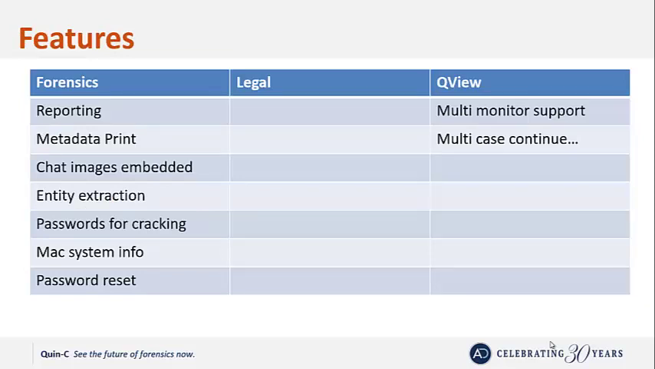So you can see I've put basically everything we did in the forensics category. I don't know if these are the right categorizations, but in general, I thought these were more forensics focused features. Reporting, I'm going to show you some new reports, particularly on the processing side. Metadata print feature. This is a feature that was requested by a customer. They want to be able to print metadata with a document.